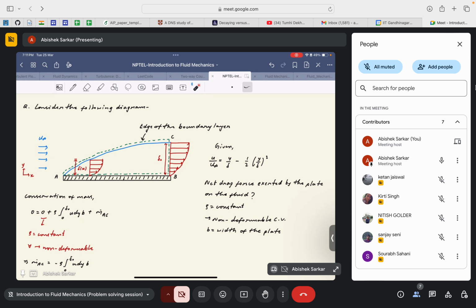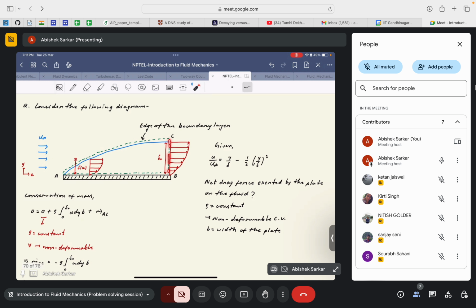Yeah. So now let us consider a control volume of this form given by these green dotted lines. We are choosing it such that we know the velocity at least at one of the outlets, that is, in this case we know the velocity profile at BC. Okay.